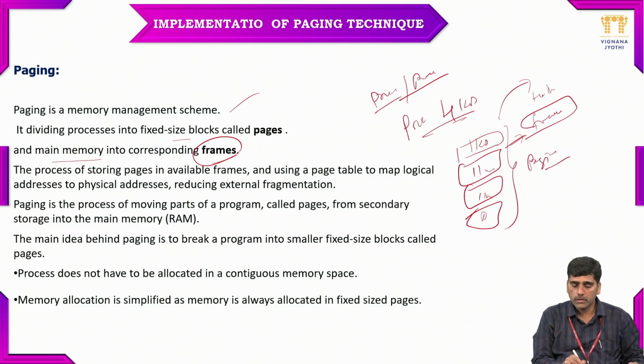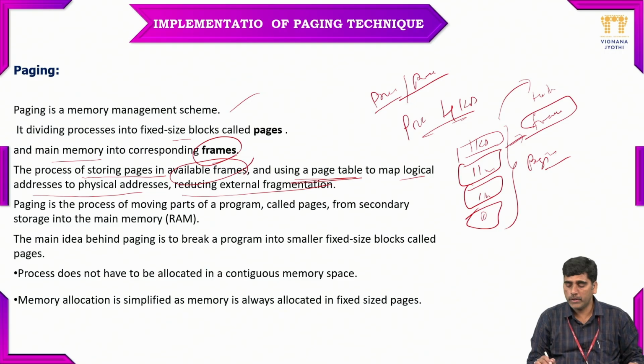Now the process of storing pages into available frames. These pages are loaded into the available frames, using a page table to map logical addresses to physical addresses, reducing external fragmentation. This entire process is called paging.